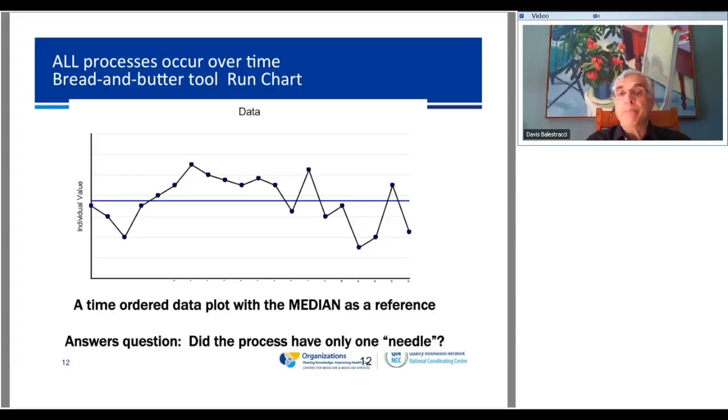Here's your bread and butter tool. It's called a run chart. Couldn't make it any simpler. And all it means is you plot your data over time, and you put the median in as a reference point. Yes, the median. The question we're trying to answer here was, did our process have one needle? You'll hear me refer to the process needle quite a bit, which is sort of its center line. Okay, so simple concept.